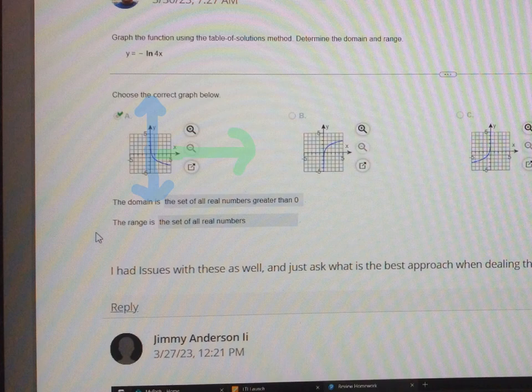Well, I saw your question on the discussion board. I had issues with these problems as well. You just asked what's the best approach. So I think it's this second part, domain and range. Based on the equation here, you selected the correct graph. And so you're trying to figure out how to determine the domain and range.